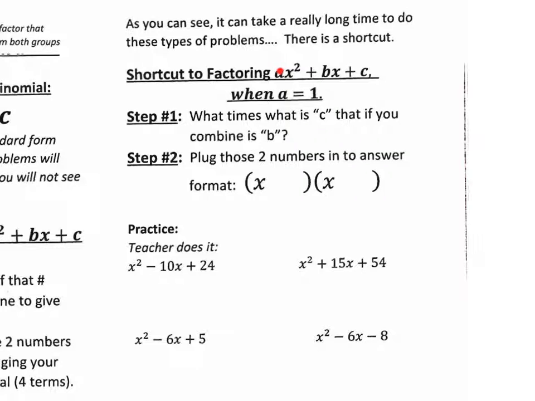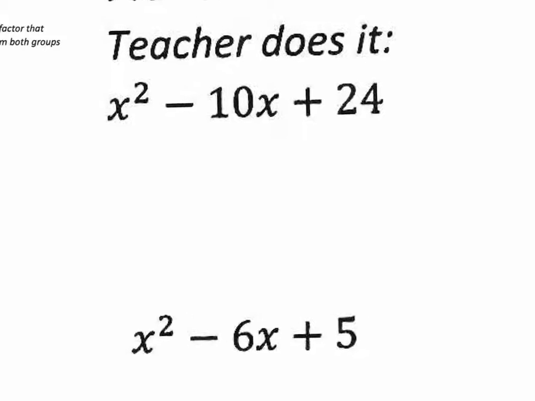But if there's a 1 out here, if there's no number, you're going to be able to jump right into the answer format, put parentheses, and put an x and an x. And all you have to do is think what times what is a c value that if you combine together is a b value. Check this out. Let's jump right into it. The teacher's going to do it.